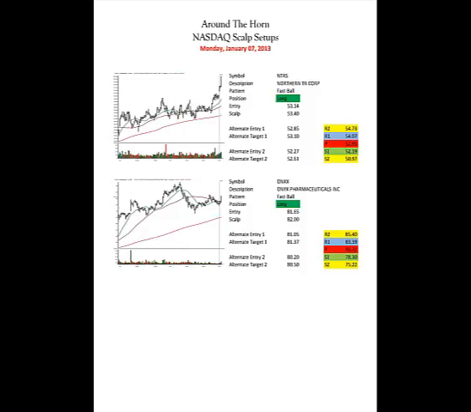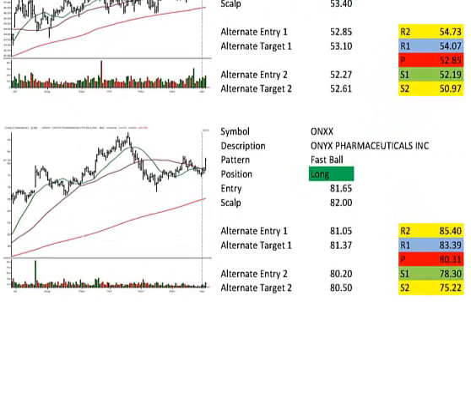I'd like to take a look at one of the around-the-horn NASDAQ scalp trading setups from Monday, January 7th, 2013. This is in response to a question that I received from a subscriber who's just getting his feet wet with this stuff. He wants to know how you handle the spreads on the higher dollar stocks, the 50-plus crowd, I guess you'd call them. Just so happens we had one in ONXX, Onyx Pharmaceuticals.